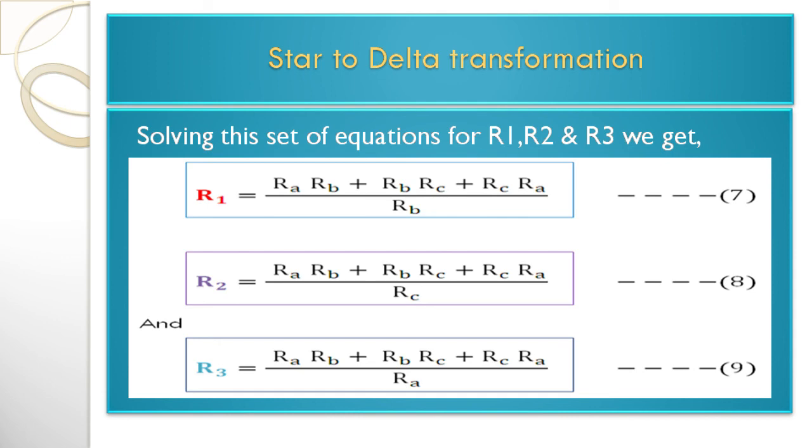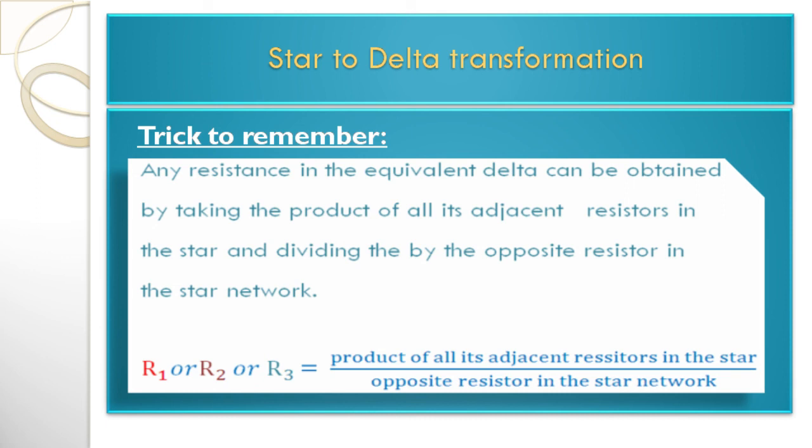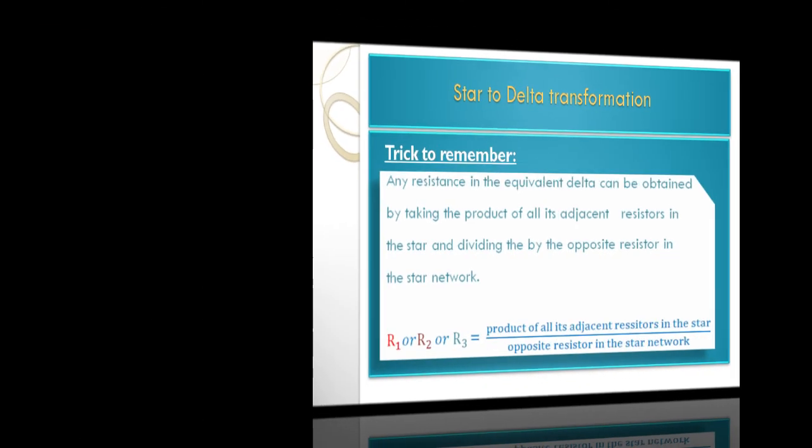How to remember star to delta transformation formula? Trick to remember: any resistance in the equivalent delta can be obtained by taking the product of all its adjacent resistors in the star and dividing by the opposite resistor in the star network. Or value of resistor R1, R2 and R3 in delta network is calculated like product of all its adjacent resistors in star network divided by opposite resistor of star network.